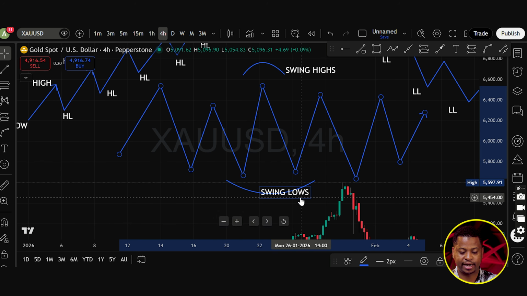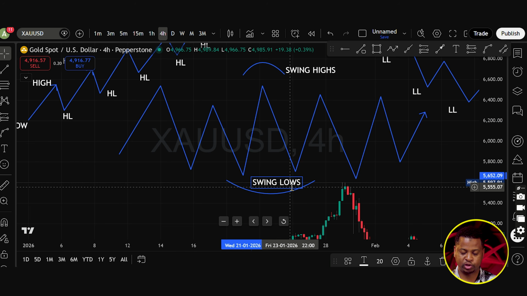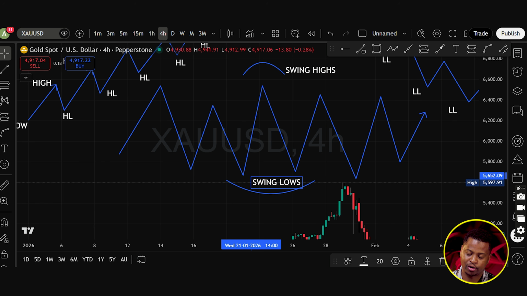So in understanding market structure, once you understand that the market is in an uptrend, now it's in a downtrend, and now it's consolidating, we need something that tells us that now the market is either going to change direction or this is the beginning of a new trend. And that is where we get right into understanding indication.